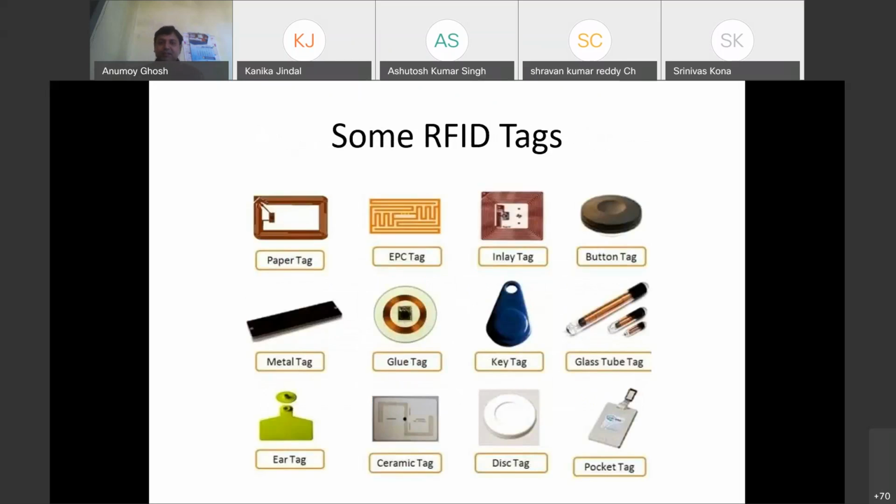These are some pictures of RFID tags which were previously used. So this is a kind of paper tag, where a tag is designed on a paper substrate. Okay, this is a glue tag, where the tag can be designed on a glue substrate. That is one of the very important aspects of RFID tags: a tag can be designed on any dielectric substrate, provided its permittivity is quite high.